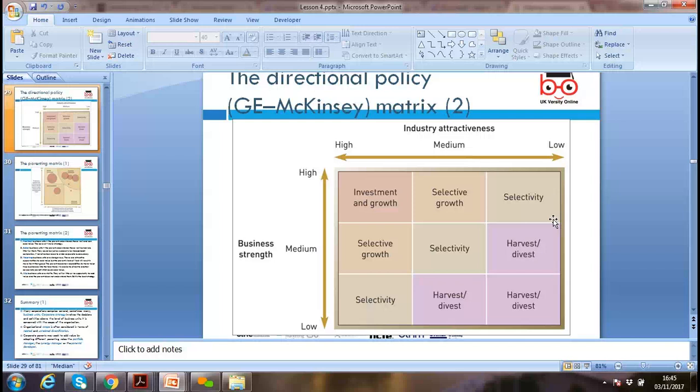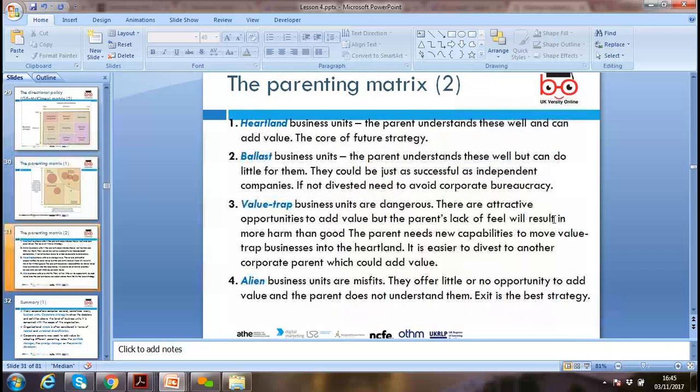When we go down the arrows, we are going towards low business strength, so we need selective growth, selectivity, harvest, divest. Harvest means we are injecting more money into a business, and divest means we are withdrawing some money, and with that money we are putting it somewhere else, in other types of businesses. So we need to be focused on this. Please go through this.